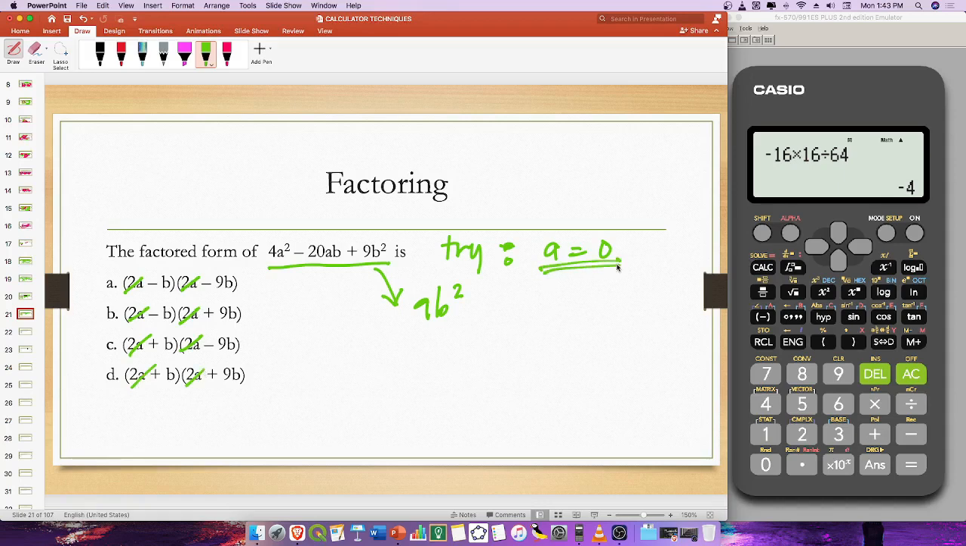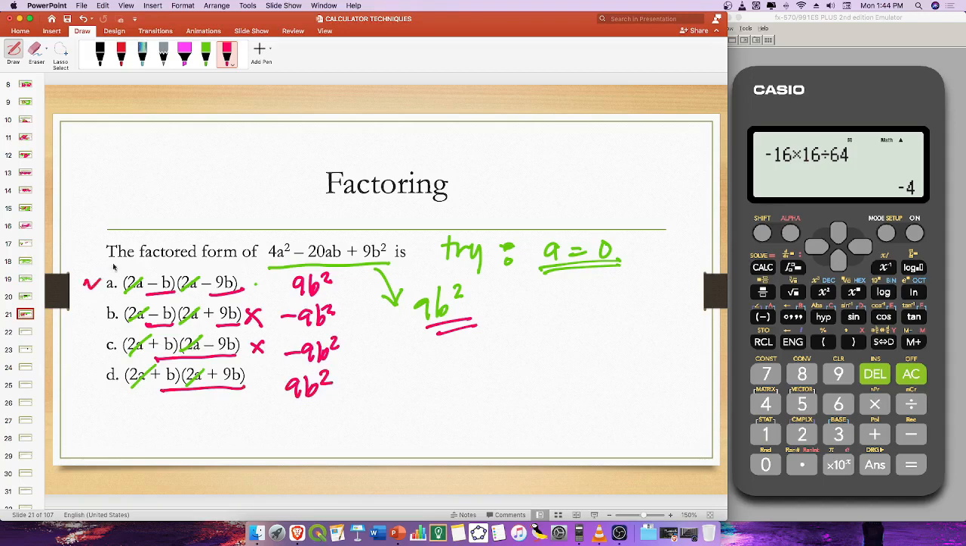Let's see what will happen. We will eliminate some choices here. Okay? If we multiply negative b and negative 9b, the result will be 9b squared. And that is also correct. If we multiply this one and this one, the result is negative b squared. This is wrong. This is also wrong. This is also correct. But which one? Which of the two is the correct answer?